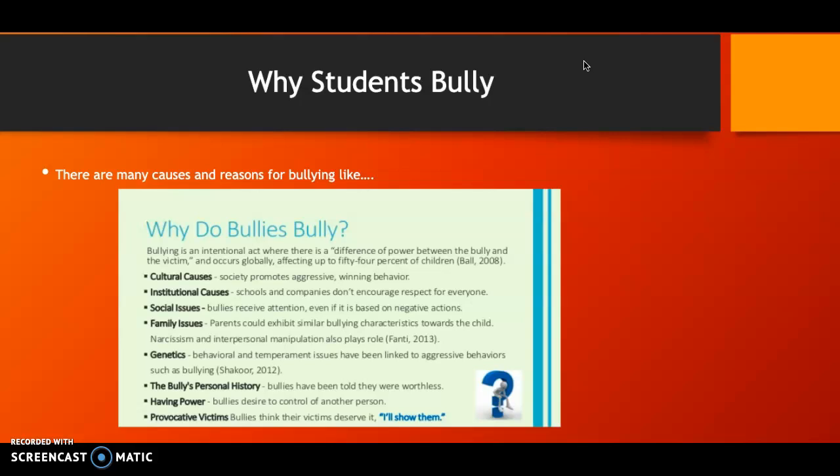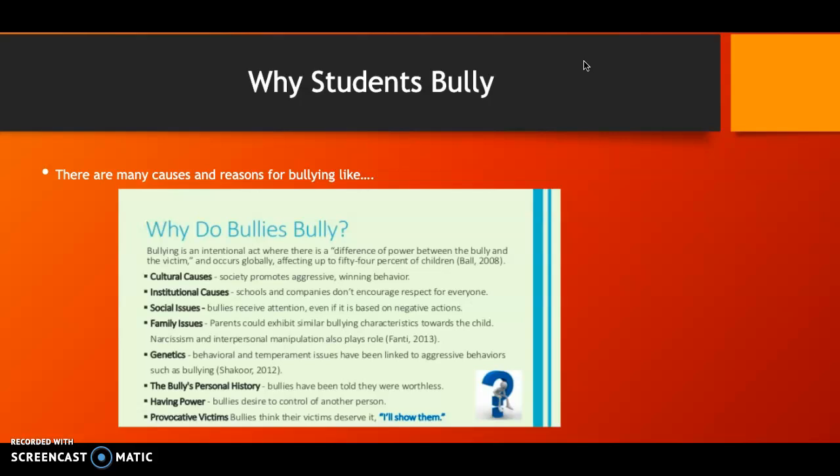There are also social issues when it comes to bullying. Some bullies receive positive attention for their actions and will repeat their behaviors due to this. There are also bullies who bully even when they receive negative feedback on their behavior, but they do this just to receive any kind of attention at all.